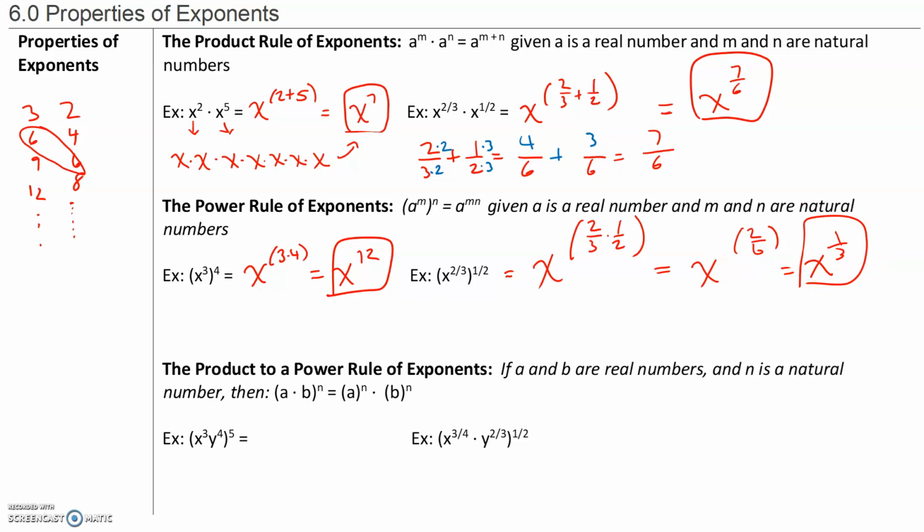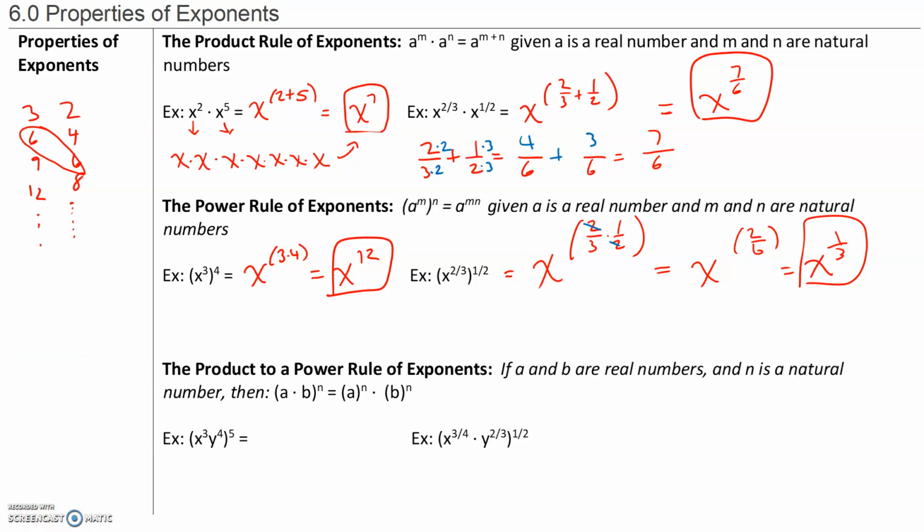Another way you could have done it is you could have cross-canceled. You could have said we got a 2 and a 2, so we cross-cancel those, and we once again are left with 1/3, which is x to the 1/3. You can do whatever way is going to be easier for you.